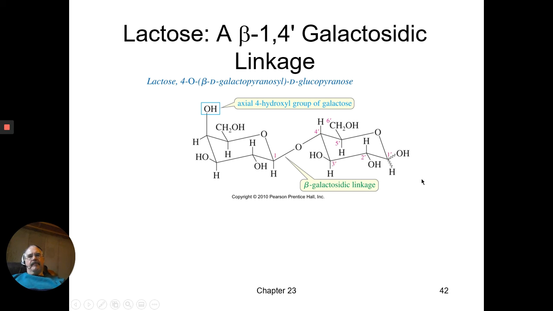And this lactose cannot be digested. It's first got to be broken down into galactose and glucose. And this requires an enzyme called lactase.